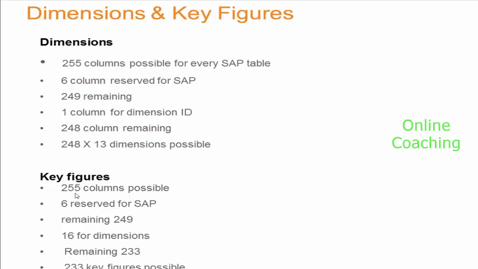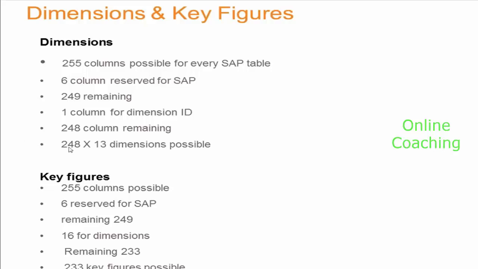Key figures. As you know, 255 columns are possible for every SAP table, irrespective of master data or transaction data. And here in transaction data, the same number of columns. 6 columns are reserved for SAP, remaining 249. Then in a fact table I need to create a dimension ID for all 16 dimensions, so 16 columns go for dimension IDs. Remaining is 233. So how many key figures can I add into a fact table at maximum? 233 key figures can be added. It's huge, believe me, 233 key figures is a huge amount of transaction data.